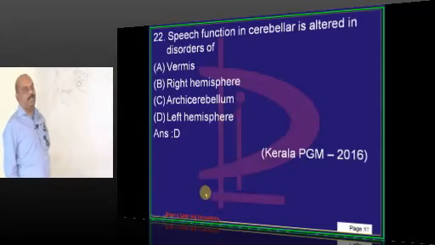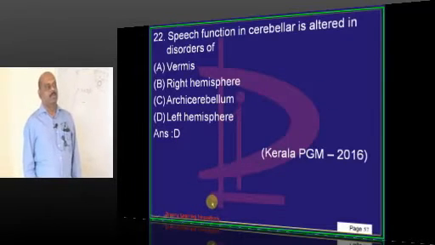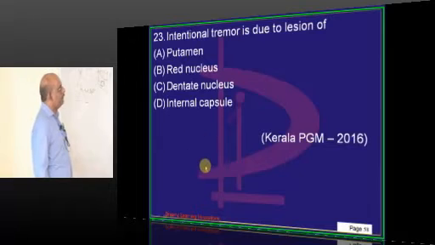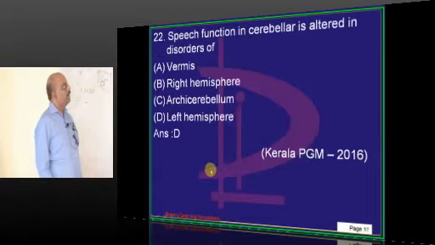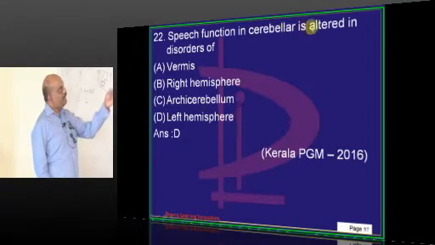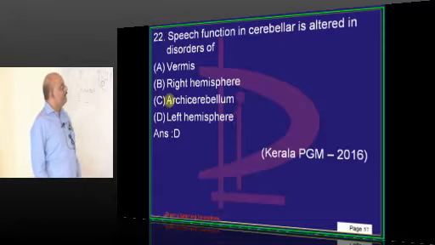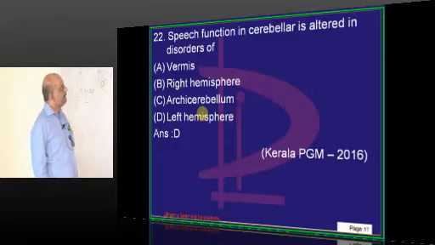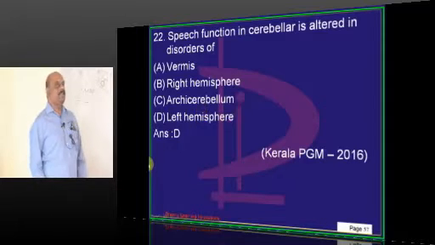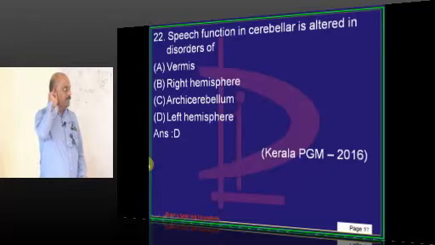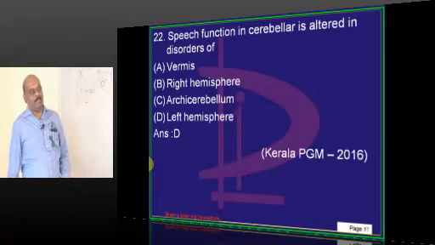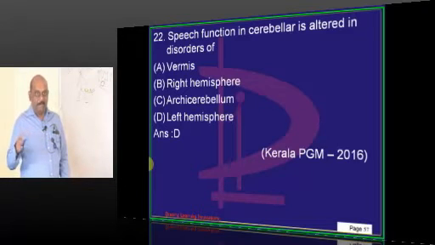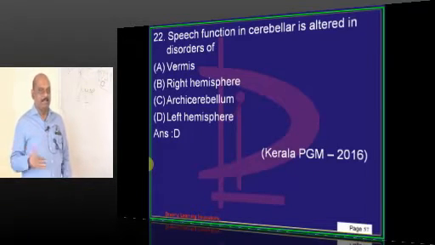Speech function of cerebellum is altered whenever the left hemisphere is affected. That's what I too wondered. Cerebral or cerebellar is the question. But he was giving vermis and archicerebellum in that, no? Whenever the cerebellum gets affected, you get a scanning speech. Scanning type of speech it is called.